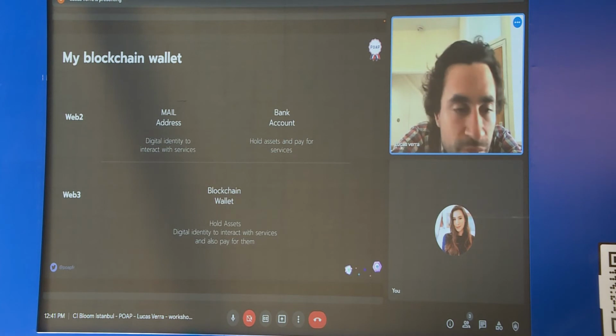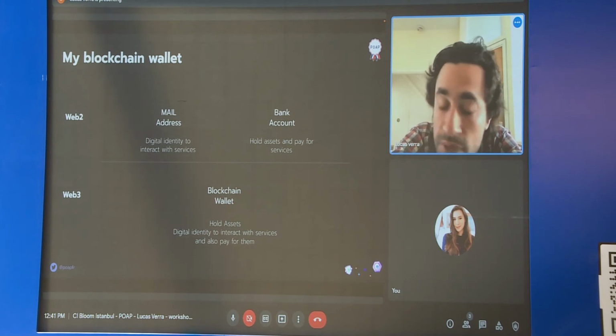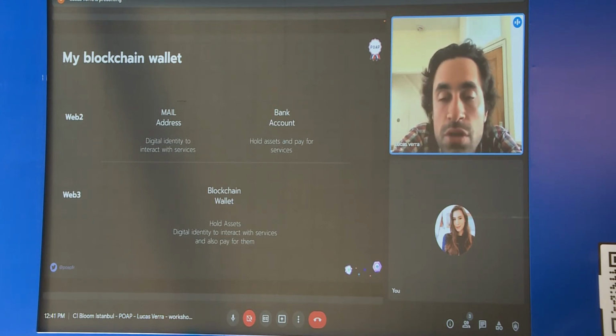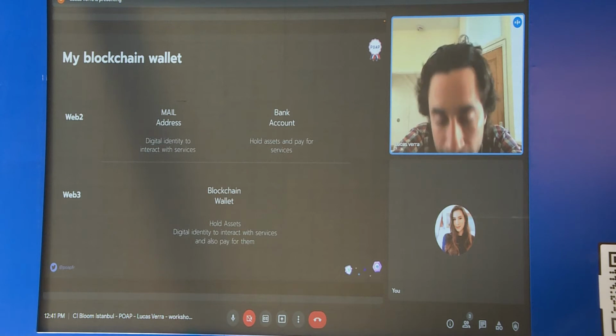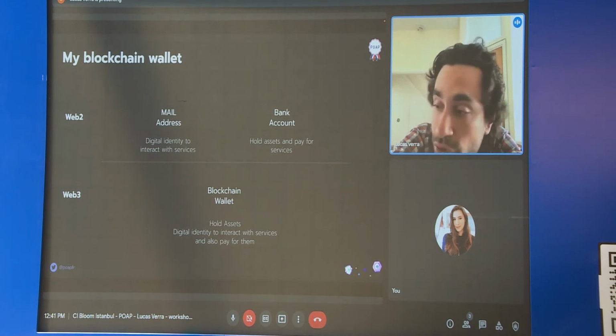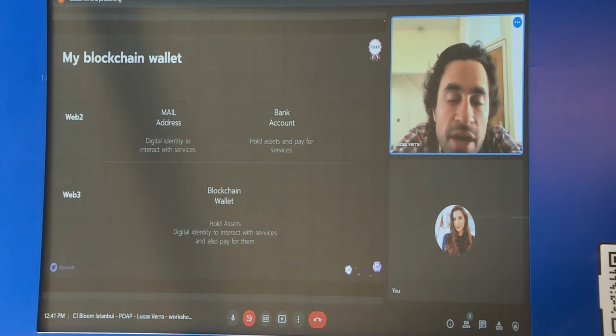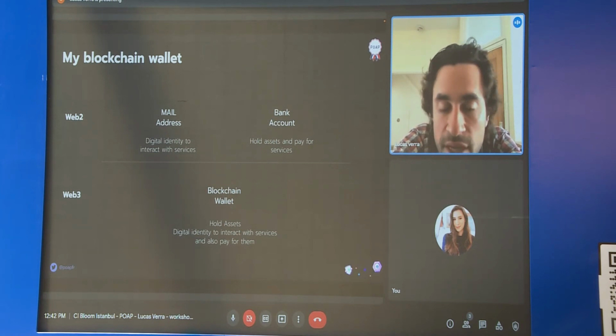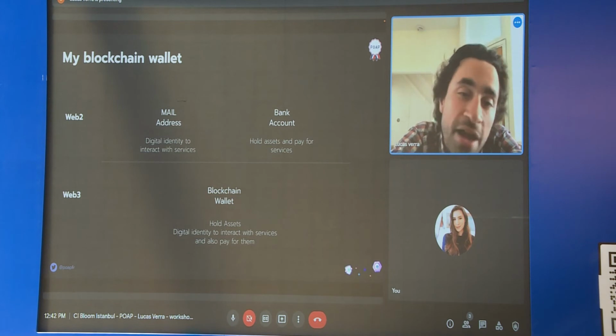What changes in the new Web3 world is that the blockchain wallet that you will create in a bit will act as both of those services. It will be your identity, but it will also be your bank account. And when I say identity, don't fear. No one will ask you for your email, your pictures, your name, or your last name. It will generate an address, and that will be your address.